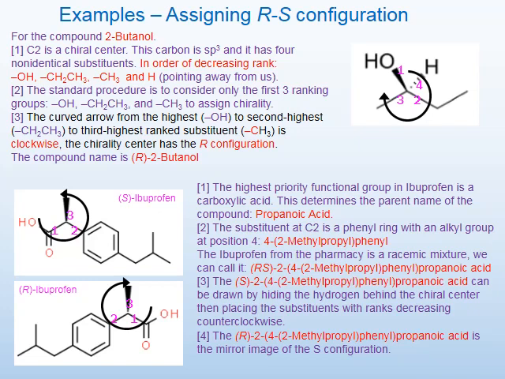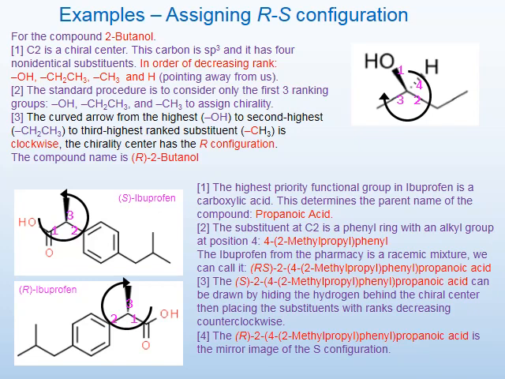In this case, we have a benzene ring with an alkyl group at position 4. The alkyl group is 2-methylpropyl. The substituent is then named 2-methylpropylphenyl. The IUPAC name for ibuprofen is then 2-(4-(2-methylpropyl)phenyl)propanoic acid. Because the ibuprofen from the pharmacy is a racemic mixture, the compound can be labeled as RS.